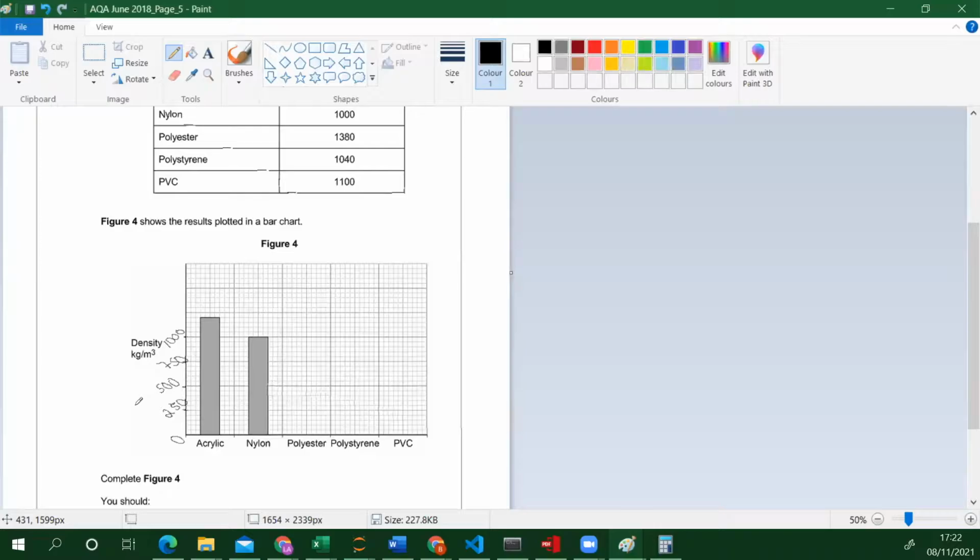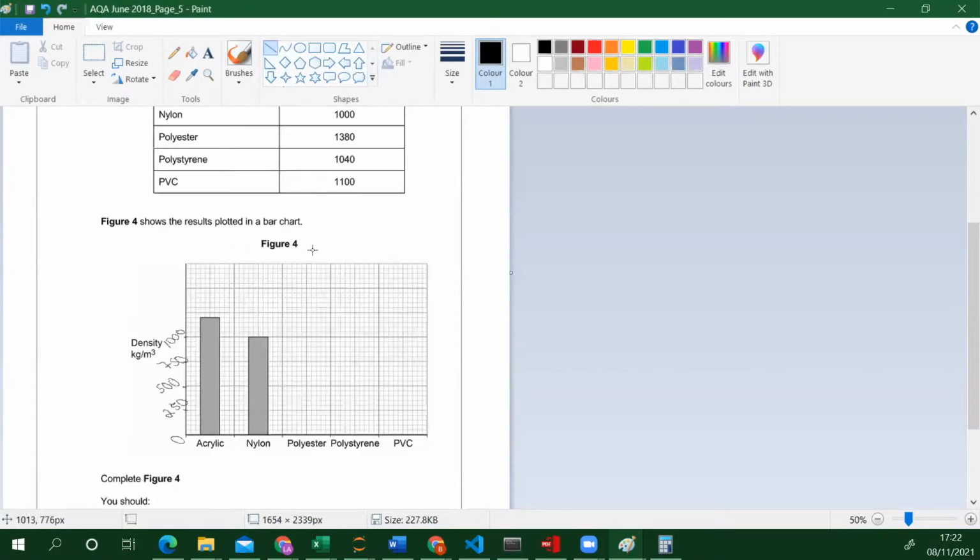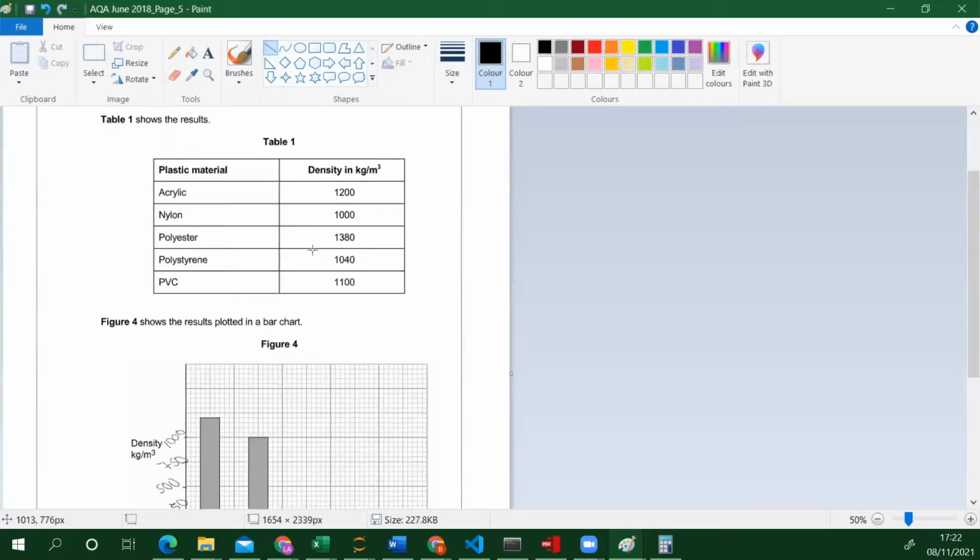Right, so we need my straight line. You need to rule yourselves in this bit. I don't want any messy graphs because it's supposed to be drawn with a ruler. So we need to put polyester on next. So polyester.